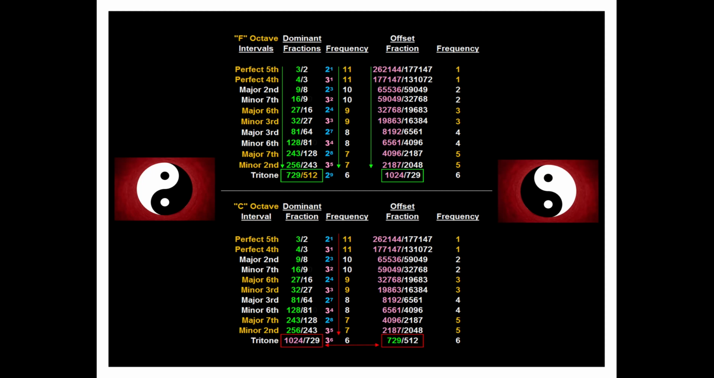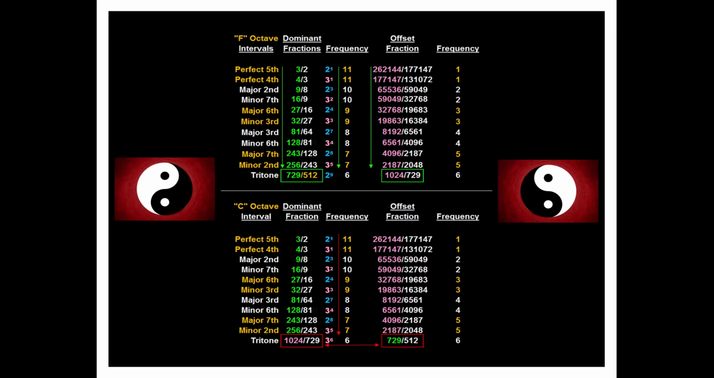And what I've listed here is you can see what all the dominant fraction values are, and there is a pattern where if you look at the numerators, they slowly increase in size until you get to what would be the logical tritone of 729. And it follows a pattern of, when you look at the denominators, there's a denominator that's a power of 2, followed by a power of 3, 2 and 3 all the way down, and the 729 over 512 tritone conforms to that pattern.